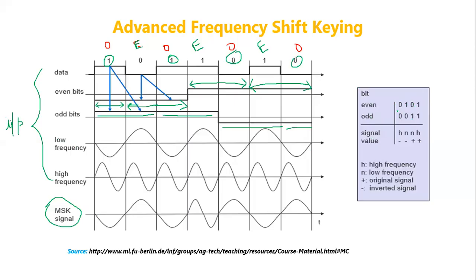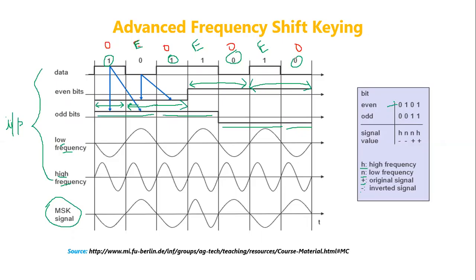First, let me explain the nomenclature used here. H represents the high frequency signal, N represents the low frequency signal, plus represents the original signal, and minus represents the inverted signal. Wherever there is an H, it means the high frequency signal. Wherever there is an N, it represents the low frequency signal. Wherever there is a plus, it means the signal as it is. Wherever there is a minus, it means invert the signal. Okay, this is how the logic works.